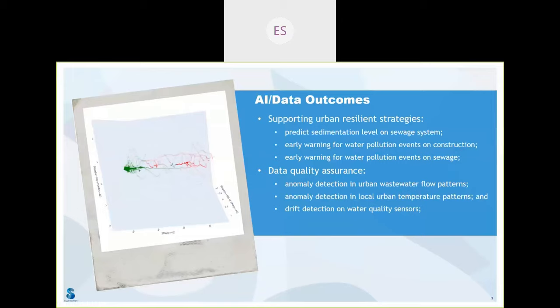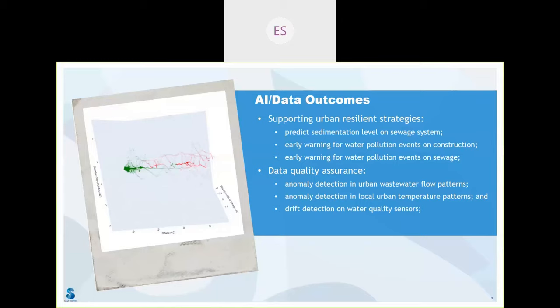About the main outcomes that we have at this moment, during the first year, we have built 6 data-driven models, taking advantage of historical data. On the one hand, we have 3 data-driven models related to supporting urban resilience strategies. One model predicts the sedimentation level in the sewer system, applied to the city of Barcelona, and mixes data from infrastructures, citizens' claims, and operation and maintenance data.